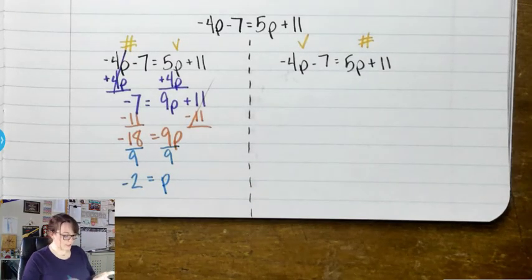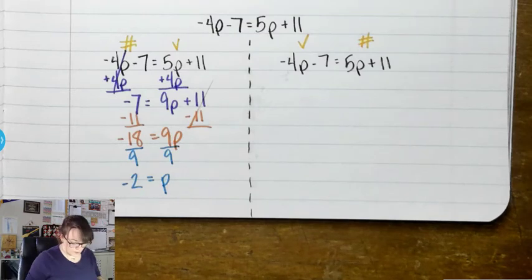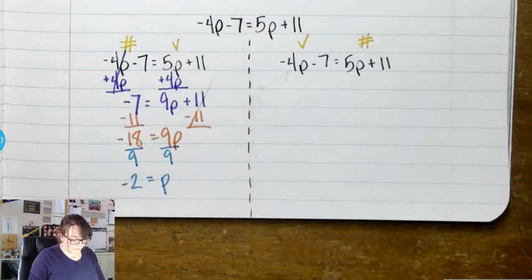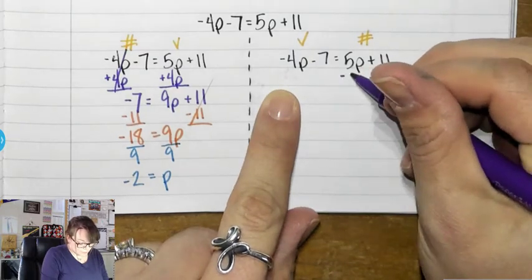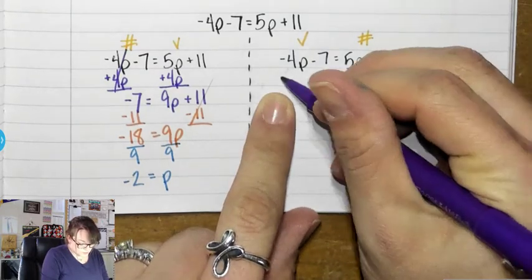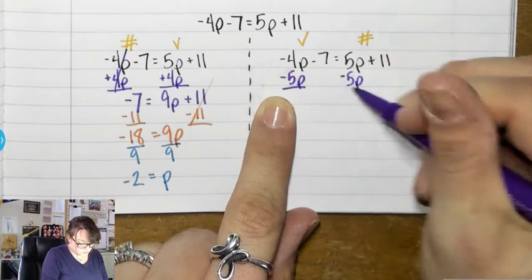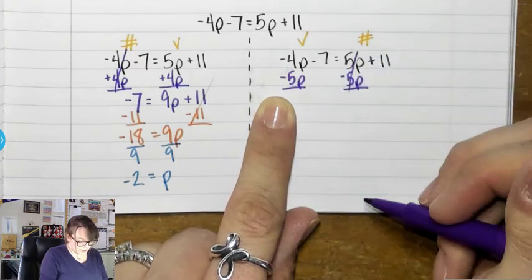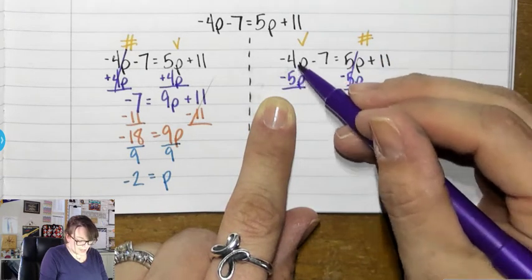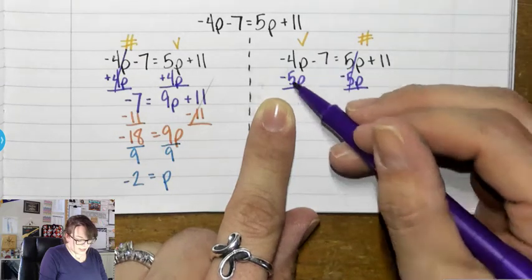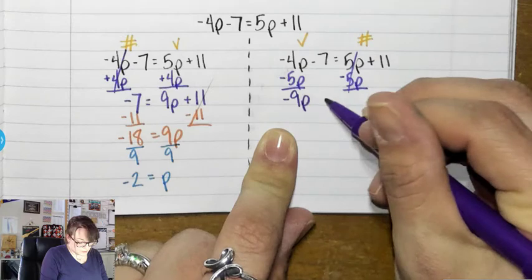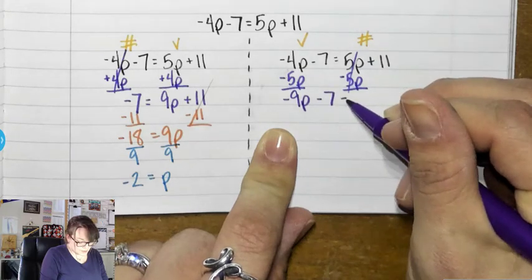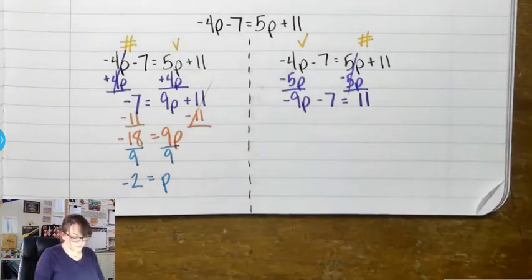Now on the right side, I'm going to do the opposite of what you did. So y'all added 4p to both sides. Well, I'm going to take away 5p from both sides. So that cancels for me. And a negative 4p and a negative 5p is negative 9p minus 7 equals 11.